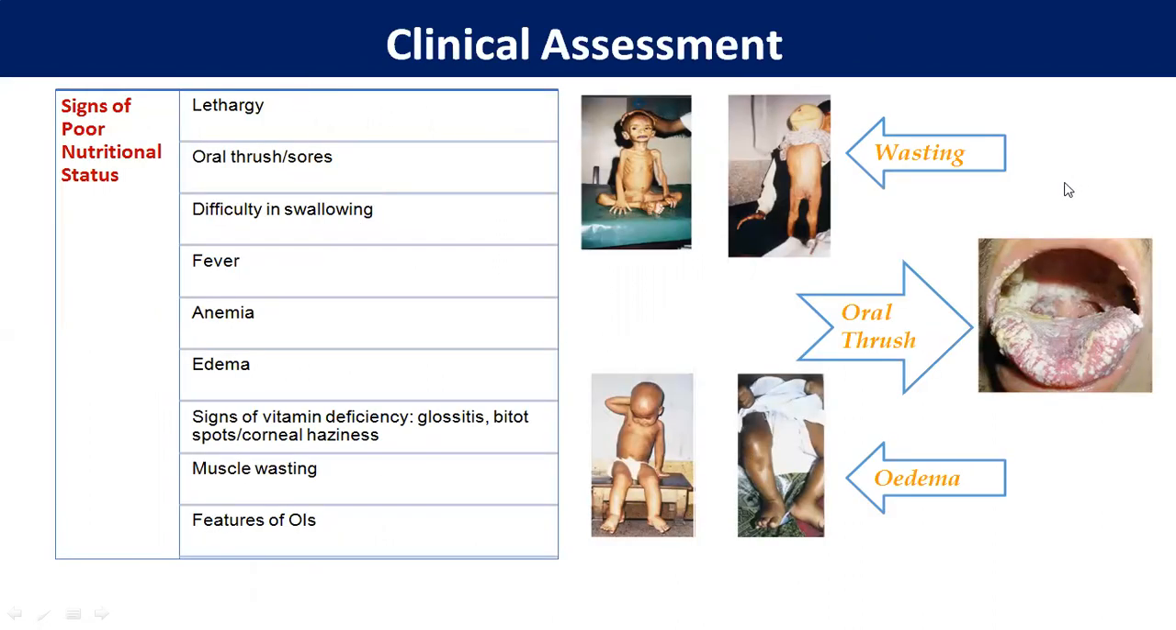Signs of poor nutritional status. If you see from a distance, in this picture the whole body looks like just bone and skin. There's no fat, no muscle mass. That is called visible severe wasting. And in the back of the child, there is a baggy pants appearance, the loose fold of skin on the buttocks. There's no pad of fat, no muscle mass. So these are severe wasting, clinically obvious just by examination. You don't have to measure anything. That is called clinical visible wasting.